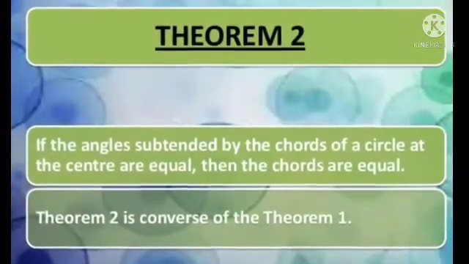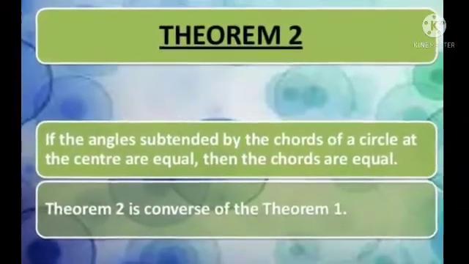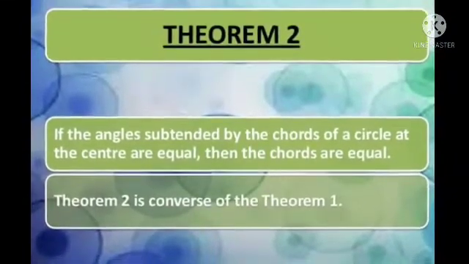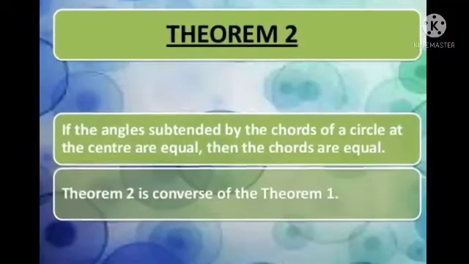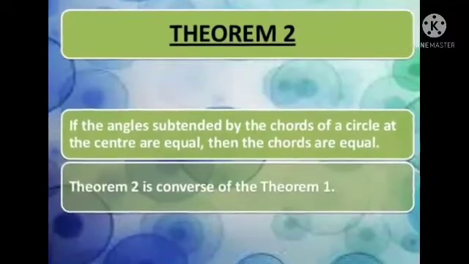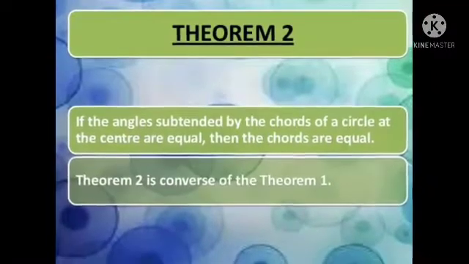Theorem 2. If the angles subtended by the chords of a circle at the center are equal, then the chords are equal. Theorem 2 is converse of the theorem 1.